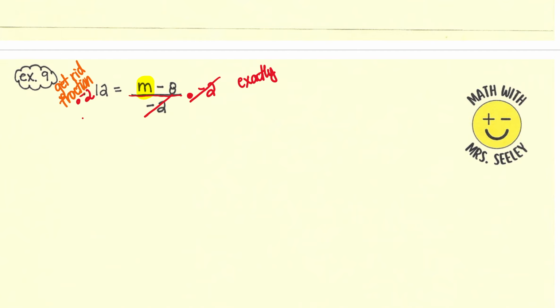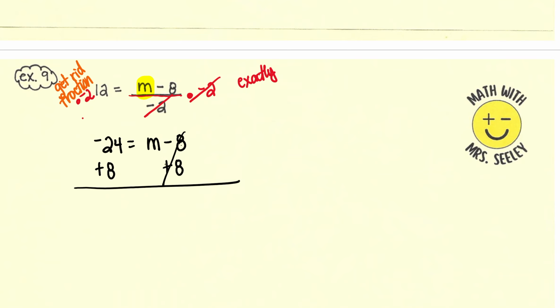12 times -2 is -24 equals m minus 8. And then obviously I need to get rid of that subtract 8. So I'm going to add 8. Those cancel. And over here you have -24 plus 8. And so when you put those together, you get -16. The bad guys win. You got more bad guys than good guys.